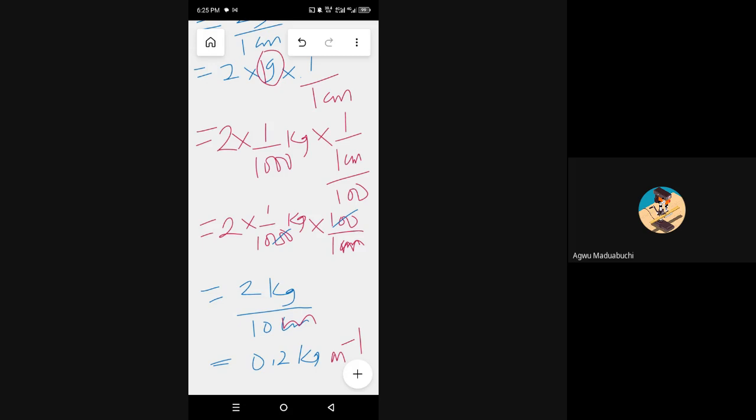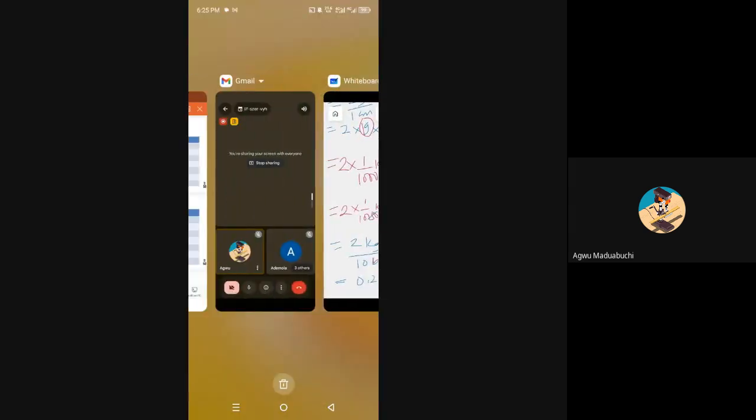Then the final answer, like for this gradient, we now convert to SI base units. Is that clear? Yes, sir. Good. So can we move on now? Yes, we can. All right.